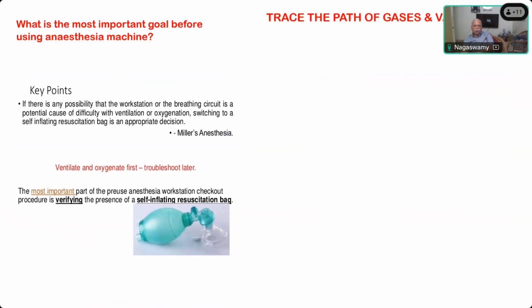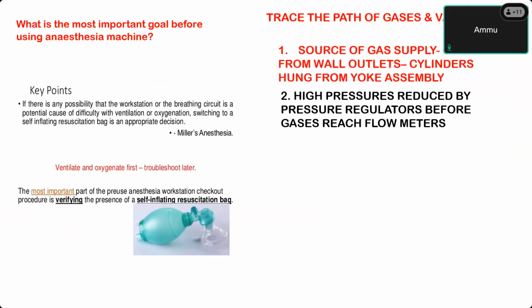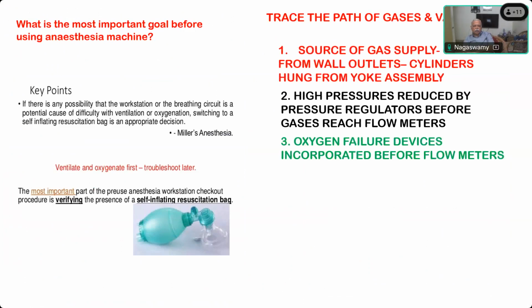Now, can you trace the path of the gases and vapors from their source to the patient? Pipeline. Very good. Sources of gas supply can be central, from wall outlet, or cylinders hung from yoke assembly. Very good. Then from there, where do they go? Pressure regulator to the flow meter. Very good. Pressures are reduced by the pressure regulator before gases reach the flow meters. Excellent. Then from there, it passes through the flow meter, then to the vaporizer.